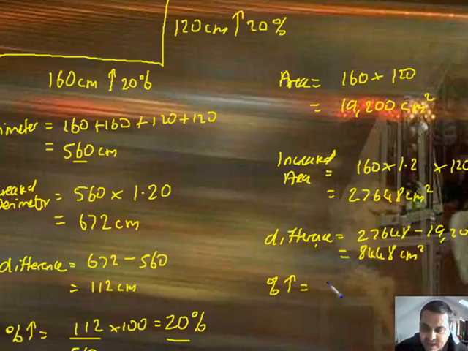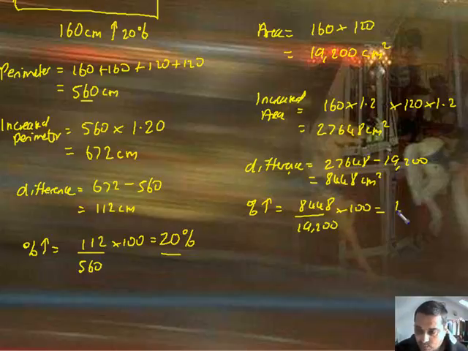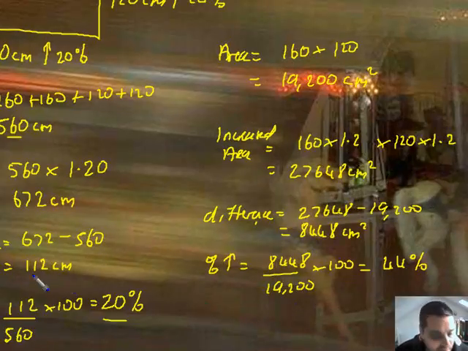So here I go. My percentage increase in area is going to be my difference over my original, multiplied by 100. Now I know the answer straight away. I think it's 1.44. Okay, so let's just see if it works. So 8448 divided by 19200 equals, yeah, 0.44. In other words, multiply by 100, 44%. Great, that's the area of the rug in terms of percentage increase.